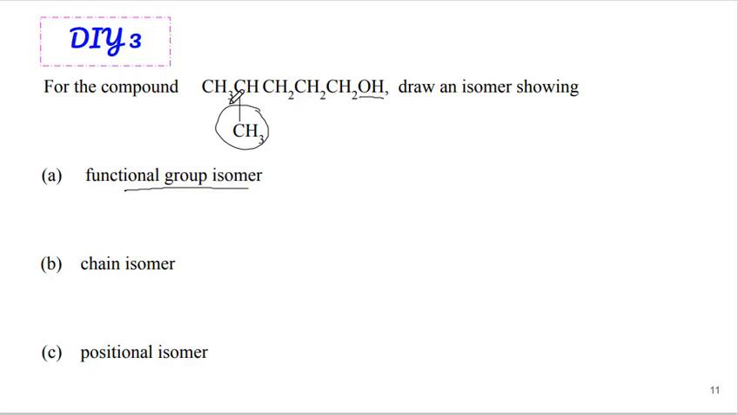Because positional isomer means just a change in the position of the functional group. If there is a branch or anything, it still remains the same.